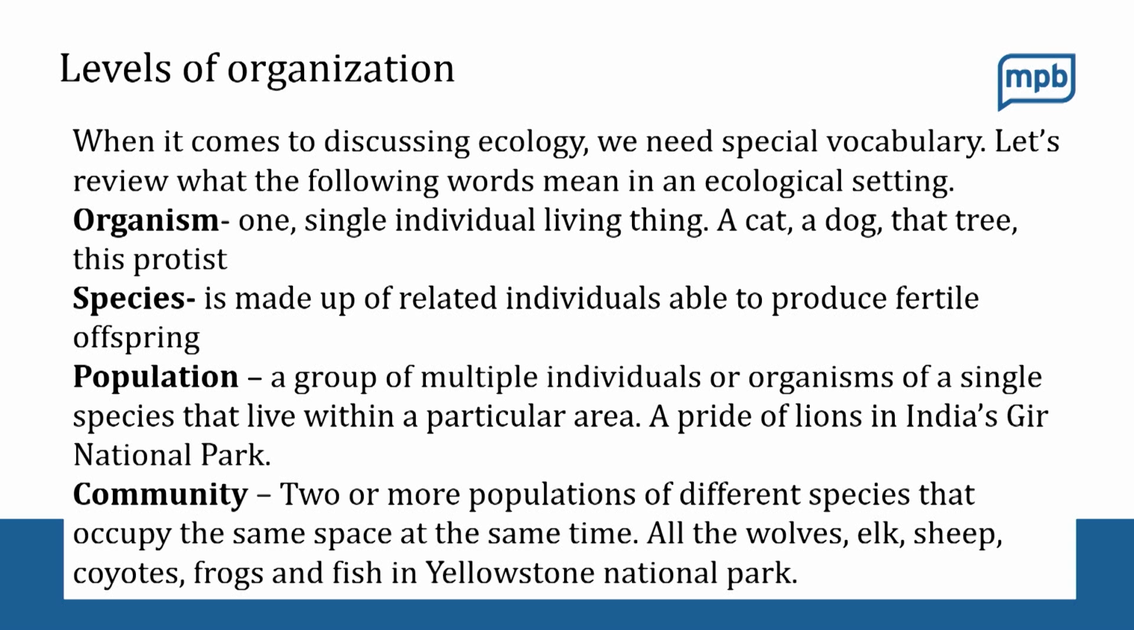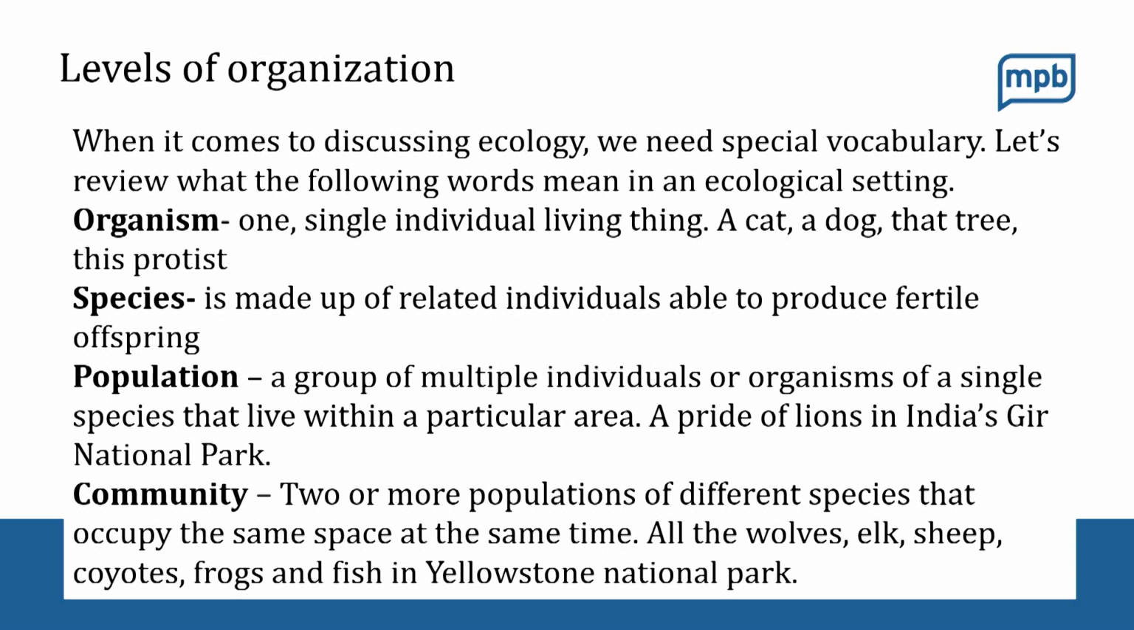The next level up when it comes to ecological hierarchy is this term here at the bottom called community. So what is a community? A community is two or more populations of different species that occupy the same space at the same time. So this is like a population, but it's dealing with multiple different species instead of just one.